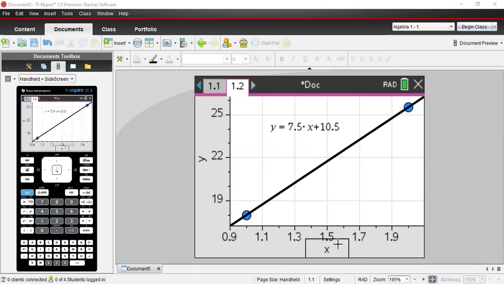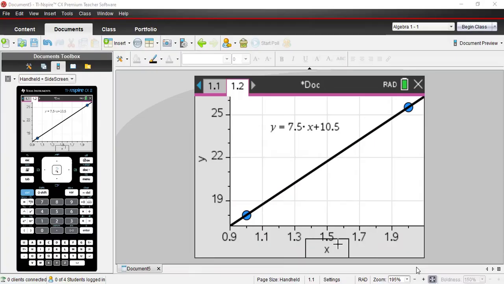Now, how much money do I have? I have $78. So I can't go over $78. So I'm going to say 7.5x plus 10.5 has to be less than or equal to 78. And this is the cost function for renting the canoe, and I can't go over $78. So this is the inequality.